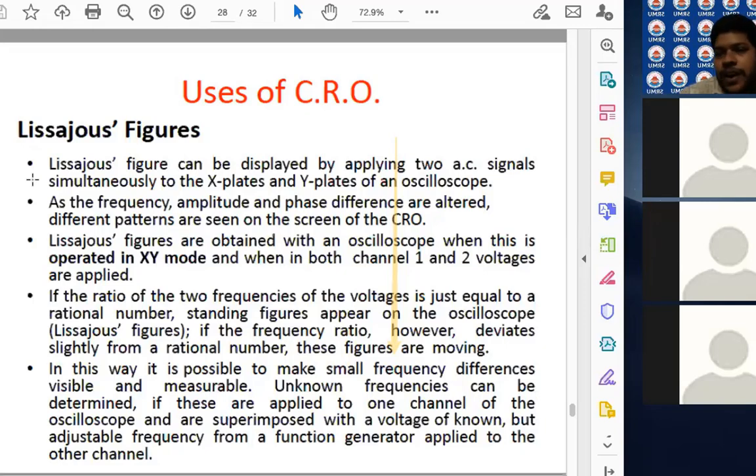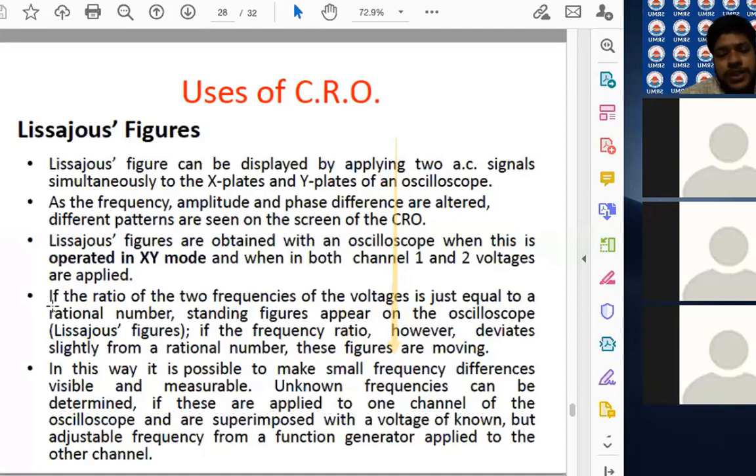In the next slide we will see the picture, what it looks like. So there is a very important point, this fourth point, where we are defining what Lissajous figures are. It says if the ratio of the two frequencies of the voltages we have applied is equal to a rational number, then standing figures appear on the oscilloscope. Standing figure means, if you remember standing wave, a loop-like structure. It appears on the oscilloscope, and that structure is called a Lissajous figure.